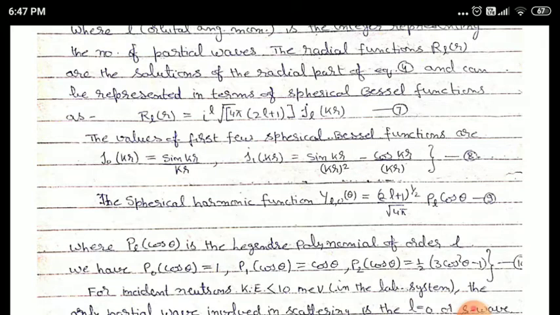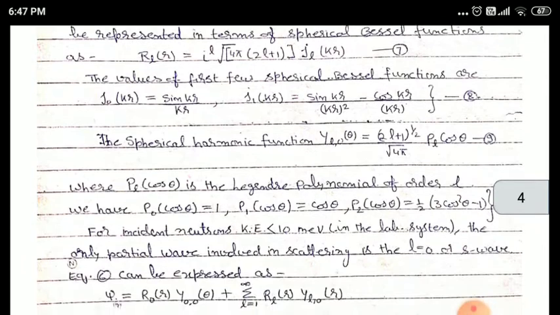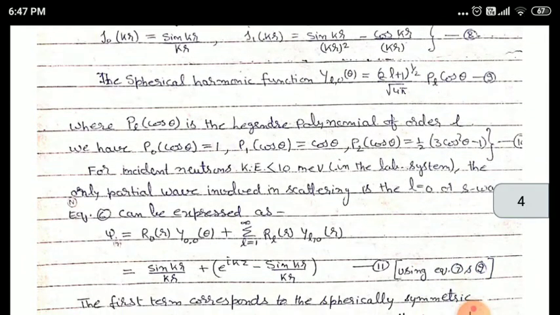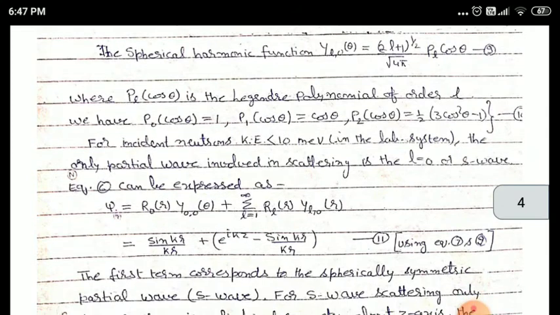So after certain calculations, as you can observe here, P_L(cos theta) is the Legendre polynomials of order L. We will get equation 10. Now for incident neutrons, for kinetic energy less than 10 MeV in the laboratory system, the only partial wave involved in the scattering is the L equal to 0 or S wave, as we have already discussed initially.